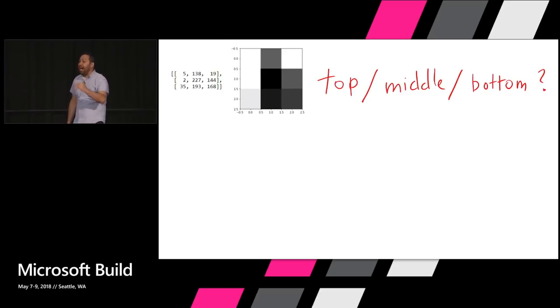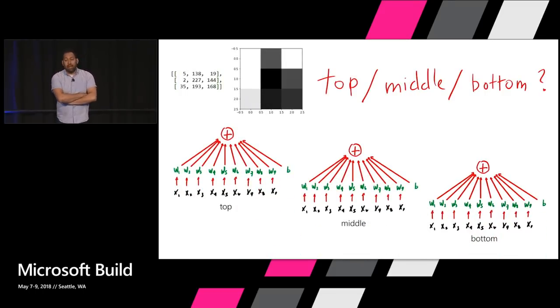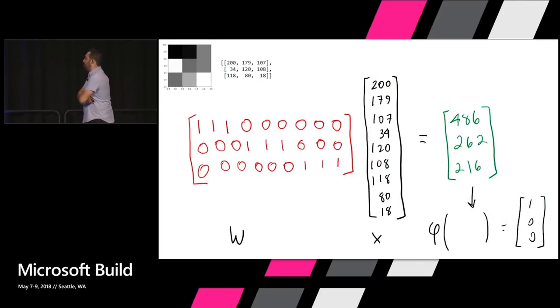What if you want to predict top, middle, and bottom? That's not a problem. Just make one little machine for each of them, right? And there's got to be a way to stack these numbers and call them something.